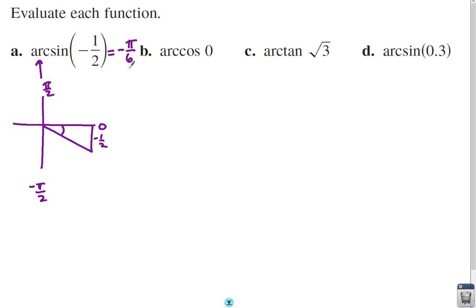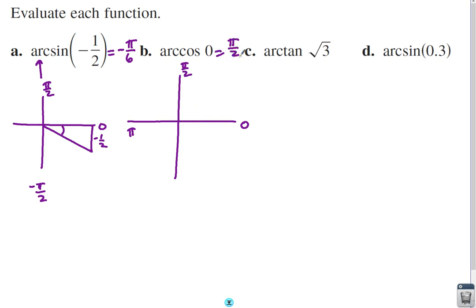Arc cosine of 0, all right, on my unit circle, where is cosine equal to 0? Again, for cosine, I can only pick answers between 0 and pi. So if I wanted the arc cosine of 0, the only angle that gives me a cosine, or an x-coordinate, of 0 would be pi over 2. So this is just pi over 2.